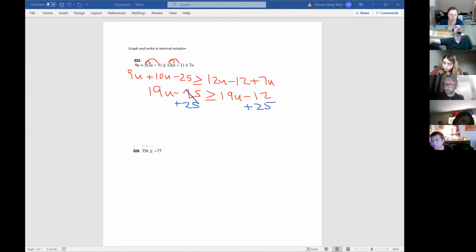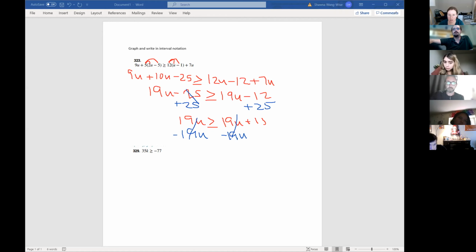Okay. And then you have to subtract 19u from both sides. Then it's 0 is greater than or equal to 13. And 0 cannot equal 13 no matter what. So you're left with no solution.